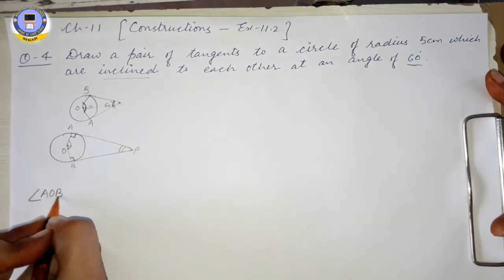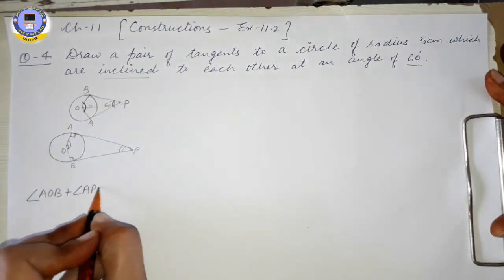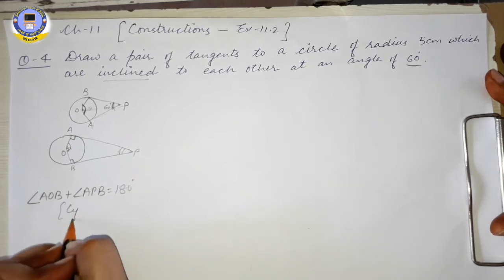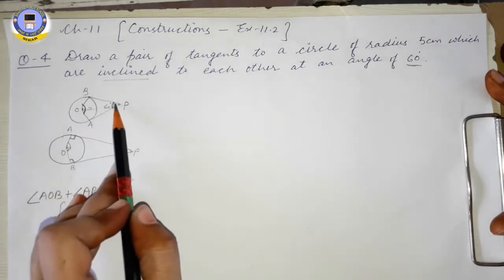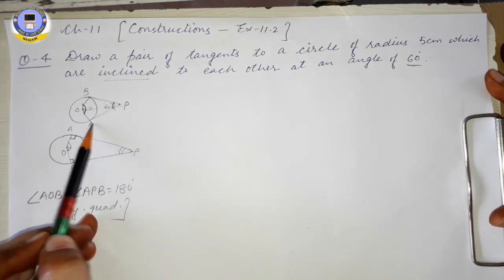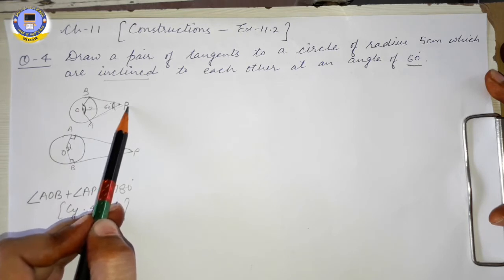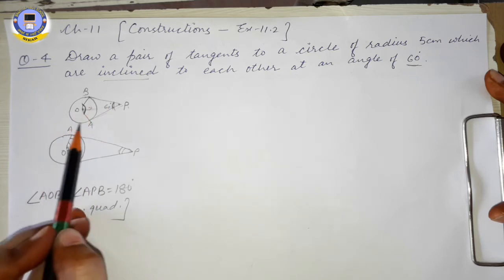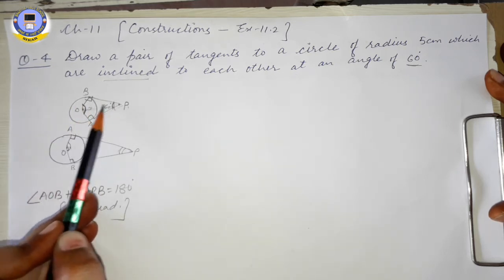Angle AOB plus, label this point as P, plus angle APB is equal to 180 degree. Why? Because they are forming a cyclic quadrilateral, or we can say that their sum is always 180 degree. Or you can do that angle A plus angle O plus angle B plus angle P equals 360 degree. As they are forming a quadrilateral, you can apply the property of quadrilateral, then keep their values as 90 and 90, then you will get the sum of these two angles as 180 degree.